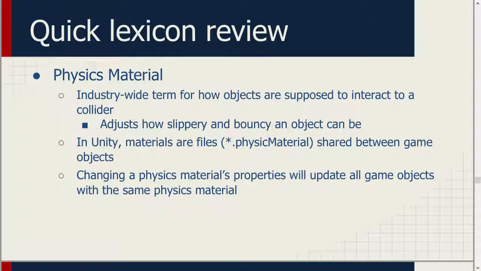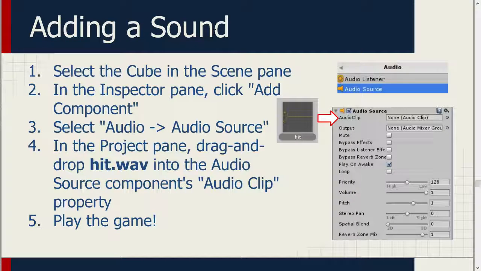Physics material, let's talk about physics material. Physics material is an industry-wide term for how the objects are supposed to interact with colliders. You drop this sort of information on the collider itself. You can adjust how slippery they are or how bouncy they can be. These materials are physics materials shared between game objects. Changing a physics material's property will update all the game objects with the same physics material because what they're all relying on is the same file. If that file changes, all the other game objects will change as well.